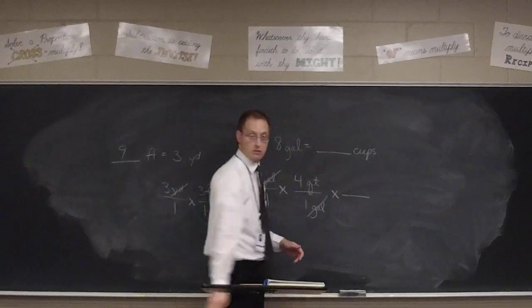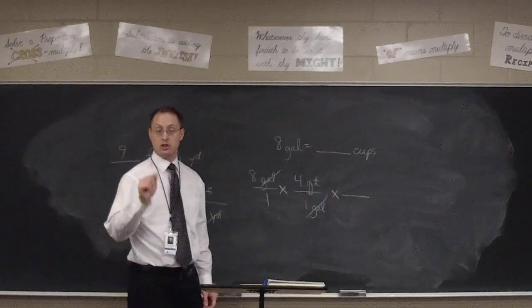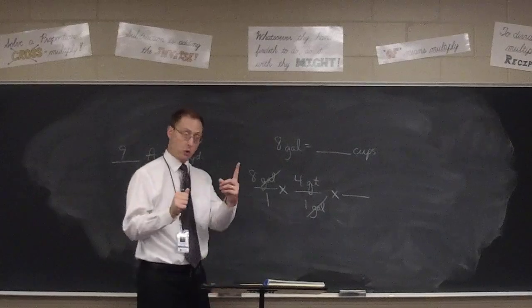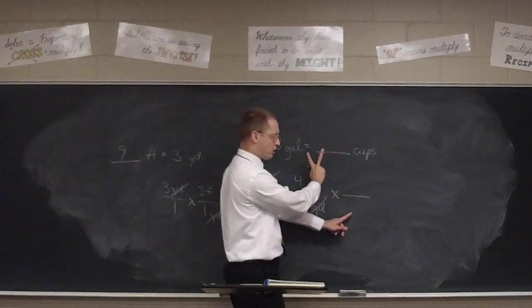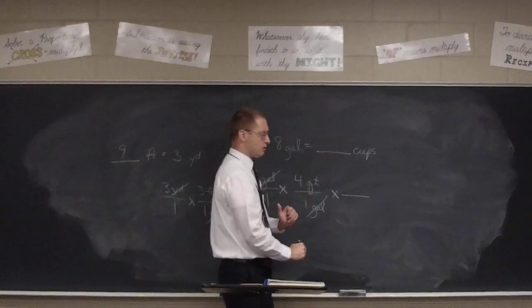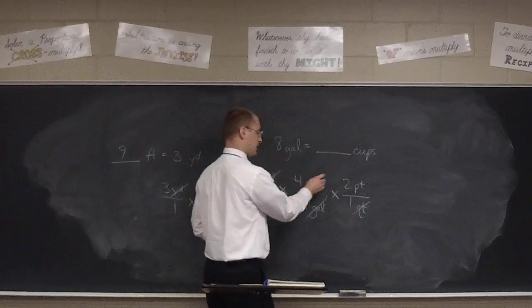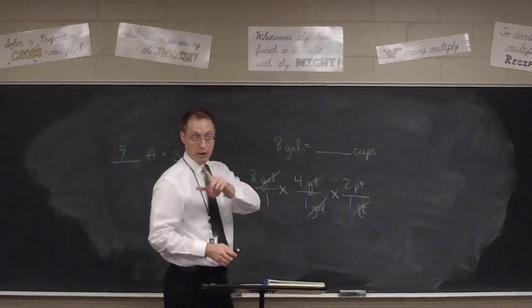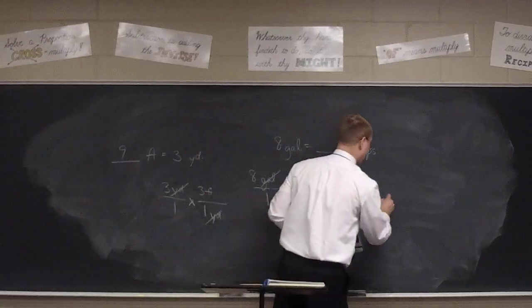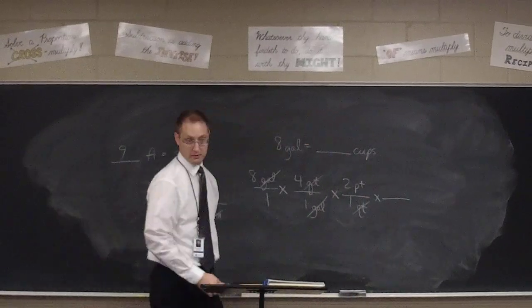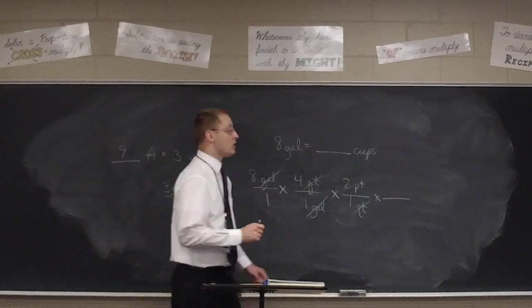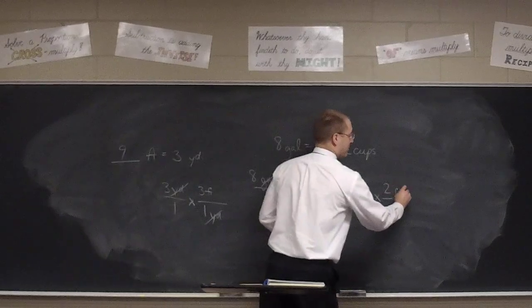What do we know about quarts? 2 pints in 1 quart, right? So 2 pints over 1 quart, or 1 quart over 2 pints? 2 pints over the 1 quart. The quarts cancel. I now have pints, but that's not what I want. I want cups. So now I multiply by another fraction. How should I set up my last fraction? 2 cups over 1 pint.